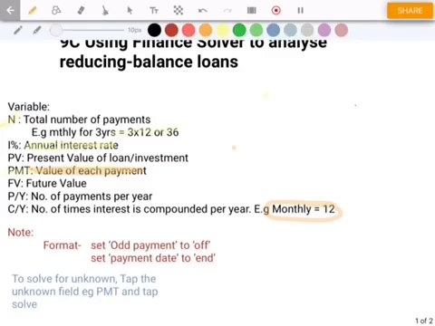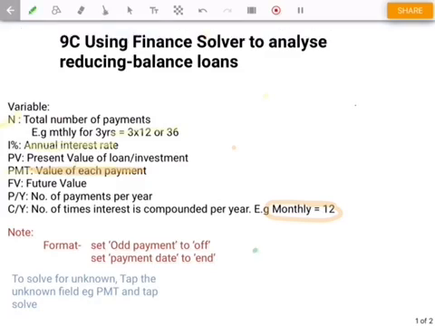Now just make a note that your calculator should be set in the format area for odd payments to be off, and also for the payment date to be end. So that means that the payment is taken after the interest is applied.